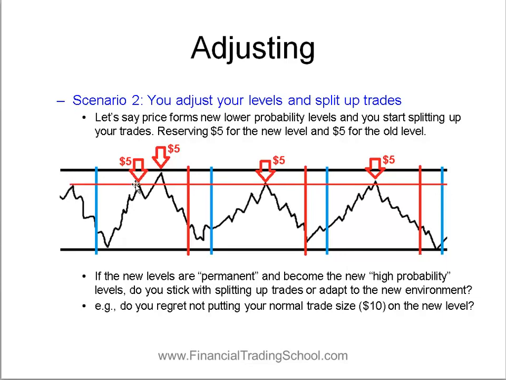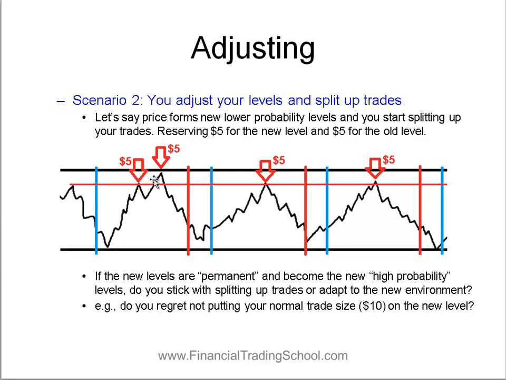Basically, you put $5 puts on the new level and $5 on the old level, and you keep consistent the whole way through. So you place $5 every time it touches the red line and $5 every time it touches the black line. So you place $5 here, $5 here. Since it doesn't reach the black line here, you don't place a second trade, but it does for the first trade expiry.